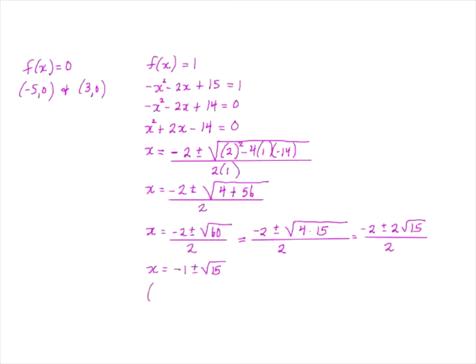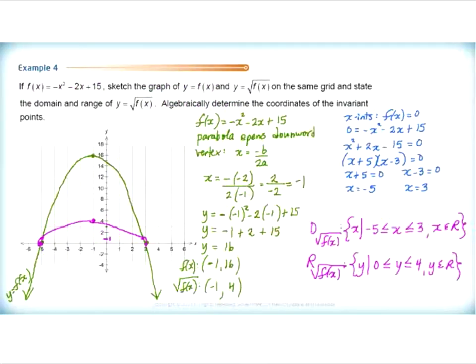So one invariant point will occur at -1 minus the root of 15 and 1, and the other one will occur at -1 plus the root of 15 and 1. These points can also be illustrated on your graph. This one will be at -1 plus the root of 15 and 1, and this point right here would be at -1 minus the root of 15 and 1.